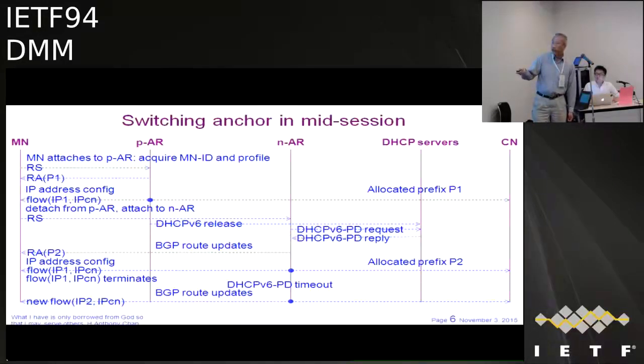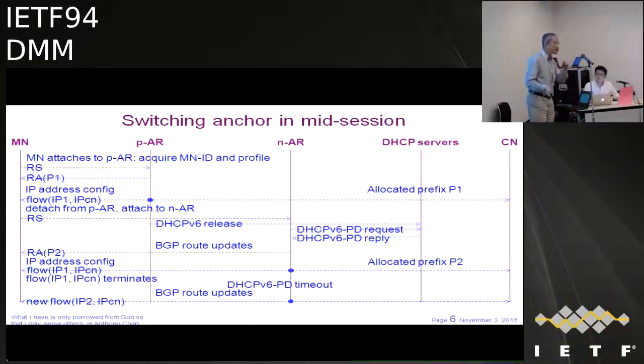Now you also need to allocate. So basically, when you move to a new network, the mobile is going to have two different prefixes, P1 and P2 in this case. So when this flow has terminated and you start a new one, when no other sessions are using prefix 1, then it will be gone. Then you will be left with prefix 2 only, and the new flow will use prefix 2.